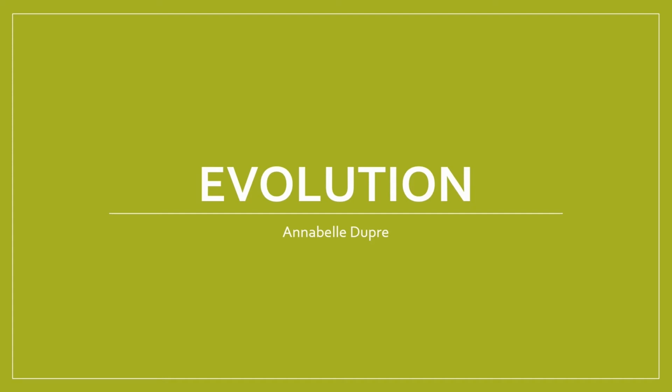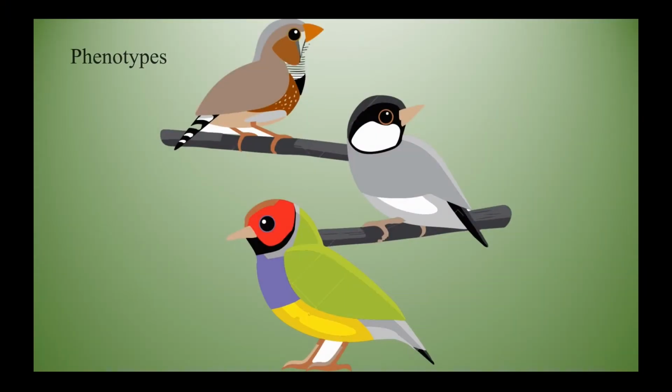In this video, we will be talking about evolution and different types of selection. First, let's look at Charles Darwin's finches from the Galapagos Islands. Each of these finches has a different phenotype or physical attribute. In this case, we're looking at beak size.